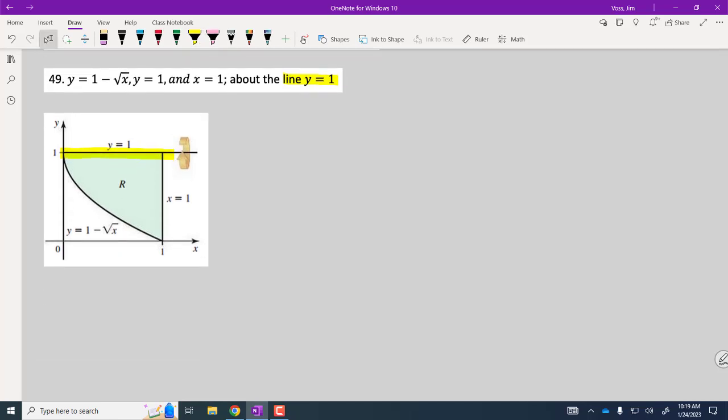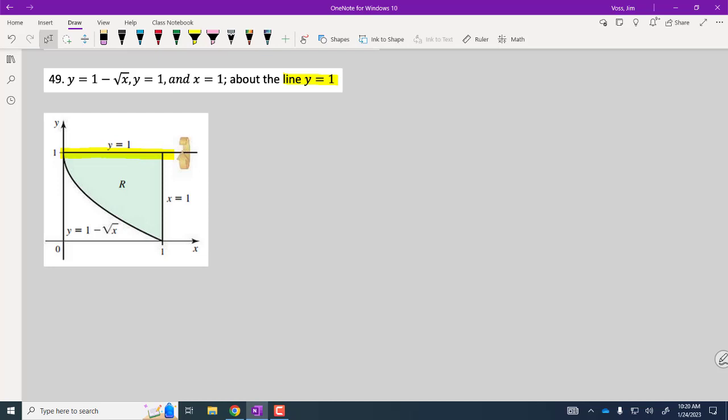So they give us the graph right there. That's y equals 1 minus the square root of x. And then the region that we're going to talk about is bounded by y equals 1 and x equals 1. So that creates the green region. That's the region bounded by 3 curves. And we're going to rotate about that curve. So if we want to create a disk or a washer, what direction should the element be? Vertical or horizontal?